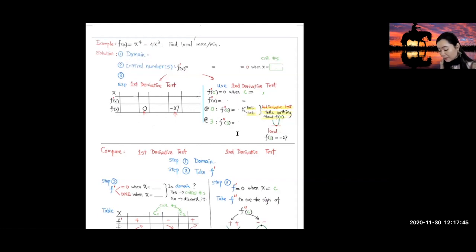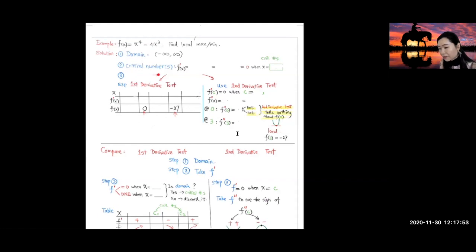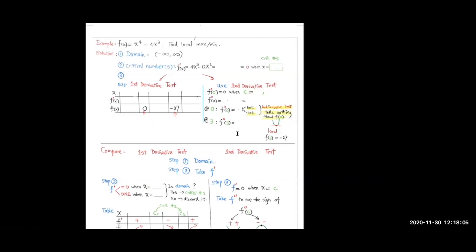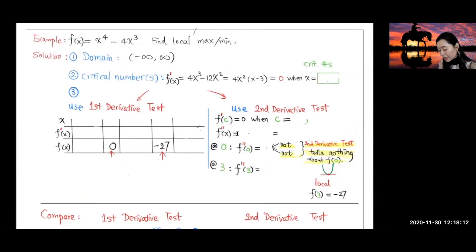So what's the domain for this function? Can anyone tell me? All real numbers. Okay, all real numbers. The second step is to find the critical numbers. So we're going to differentiate the function. Differentiate that, what do we get? 4x cubed minus 12x squared. You got it. Now we factor this and set it equal to 0. This equals 0 when x equals what?